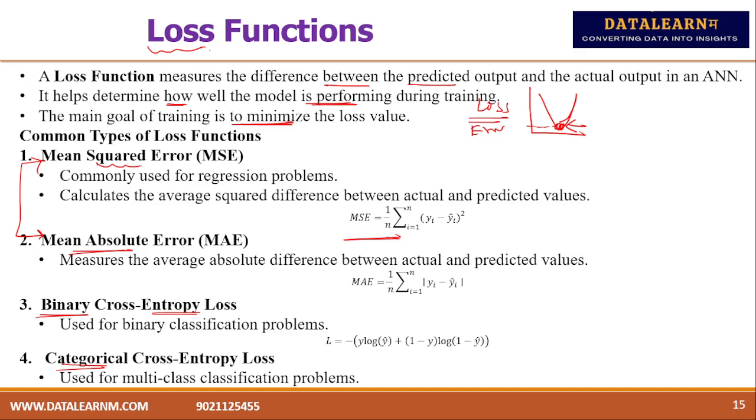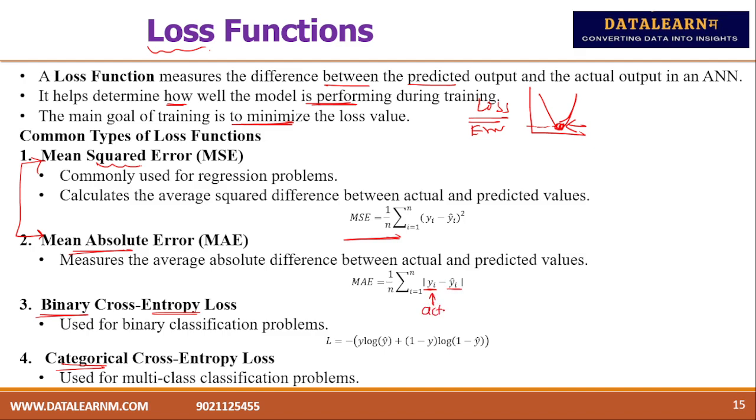Mean squared error is used commonly for regression problems and calculates the average squared difference. Sometimes a value may be positive, sometimes negative. If negative and positive values are there, the summation may become zero. To avoid that situation, it uses the squared value. And it is the same with absolute value, where positive and negative are considered the same, only positive.